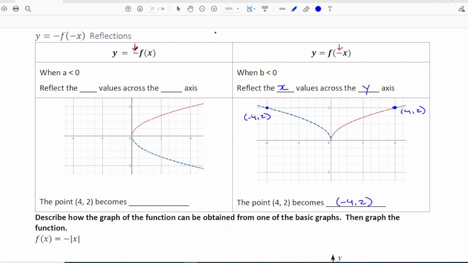If it's the a value that's negative, it's a reflection of the y values, and then they're going to go across the x-axis. So for example, if you had a point 4, 2 again, and you times the y value by negative 1, you're going to get a point down here at 4, negative 2.